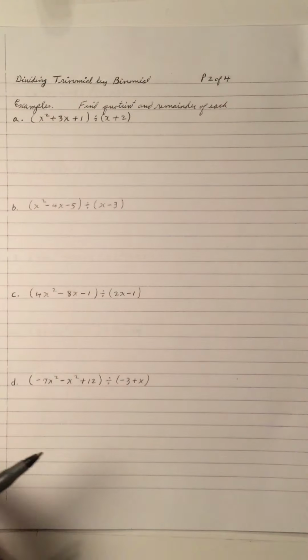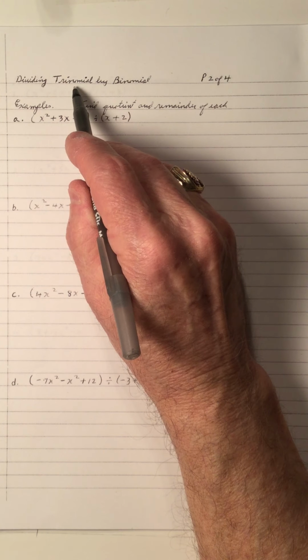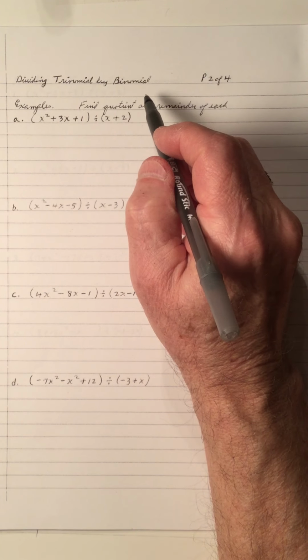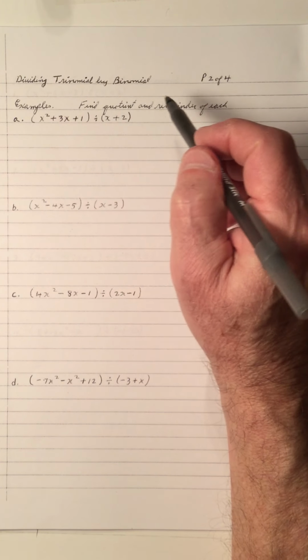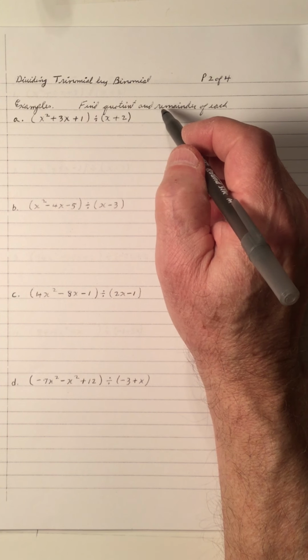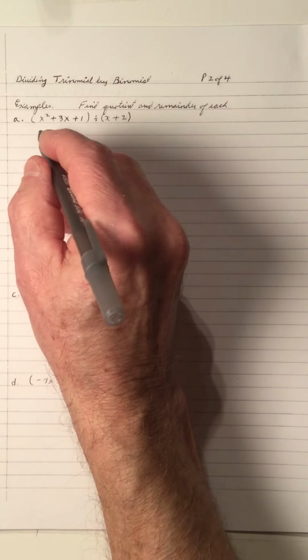Trinomial by a binomial. A trinomial is a polynomial of 3 terms. A binomial is 2 terms when they're simplified. Examples. Find the quotient and the remainder of each. The quotient is the answer to the division and the remainder is what's left over. Let's divide these. Long division.